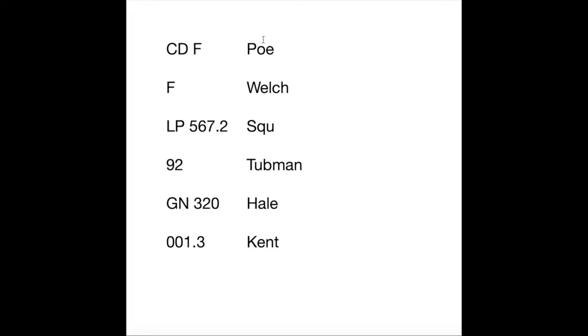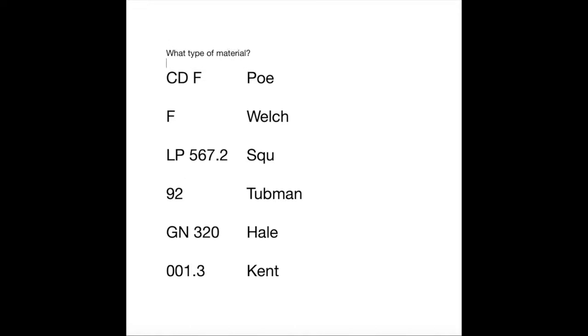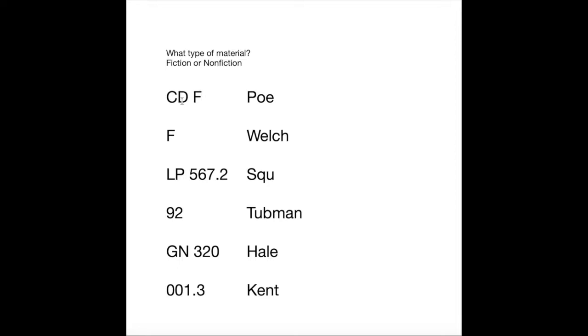Okay? So now we can examine the first part of the call number. The first part is always what type of material. And what I mean by that is, is it fiction or nonfiction? We can tell right away that this is fiction because it is missing something. If the book were nonfiction in a Dewey Decimal Cataloging System, it would have numbers. Does this first part have numbers? No. So it has to be fiction.